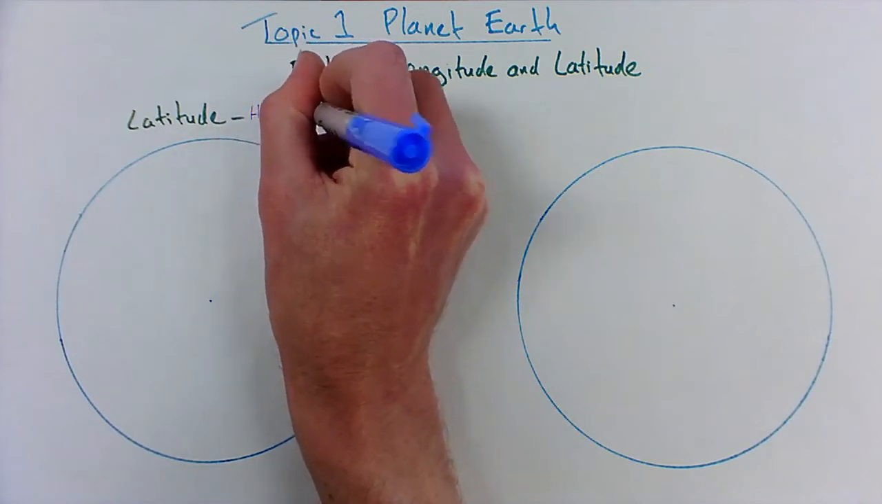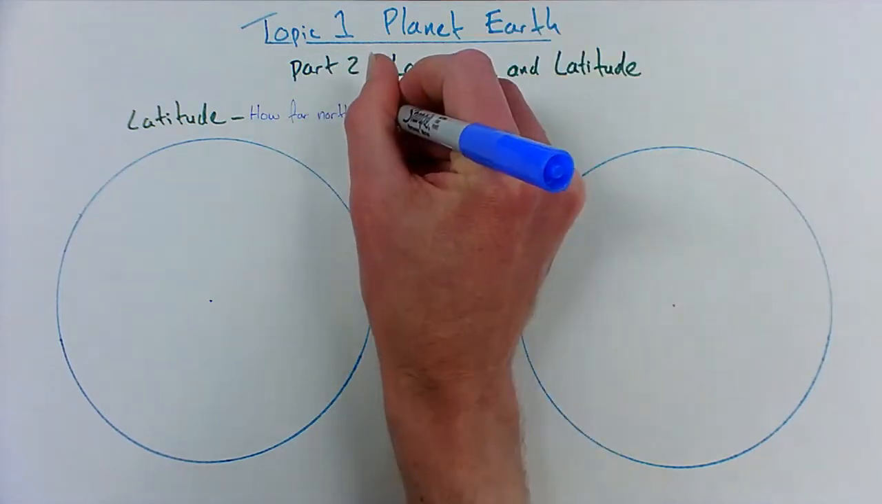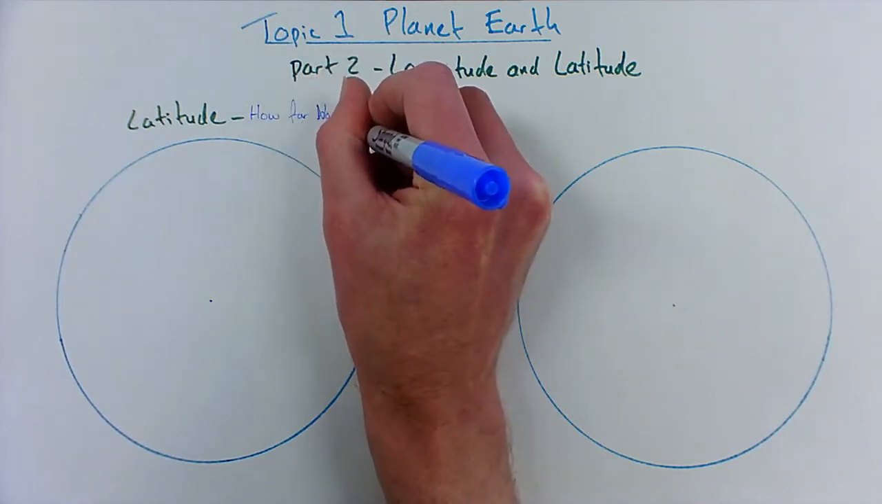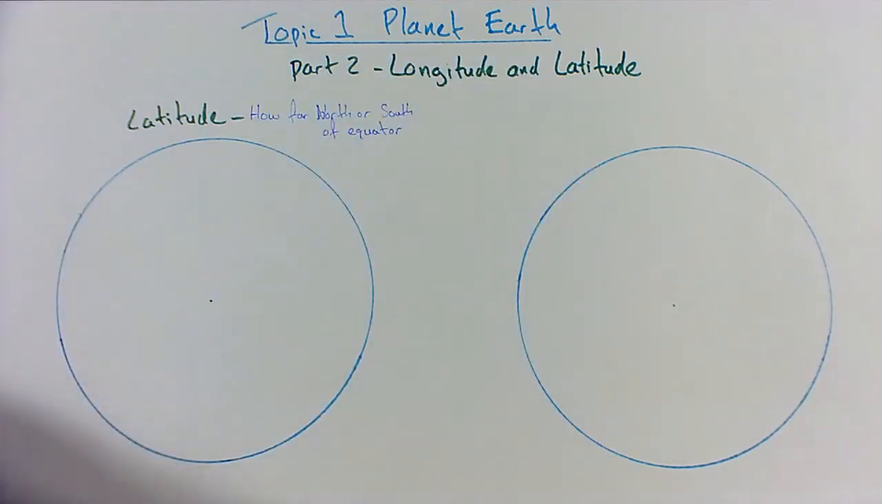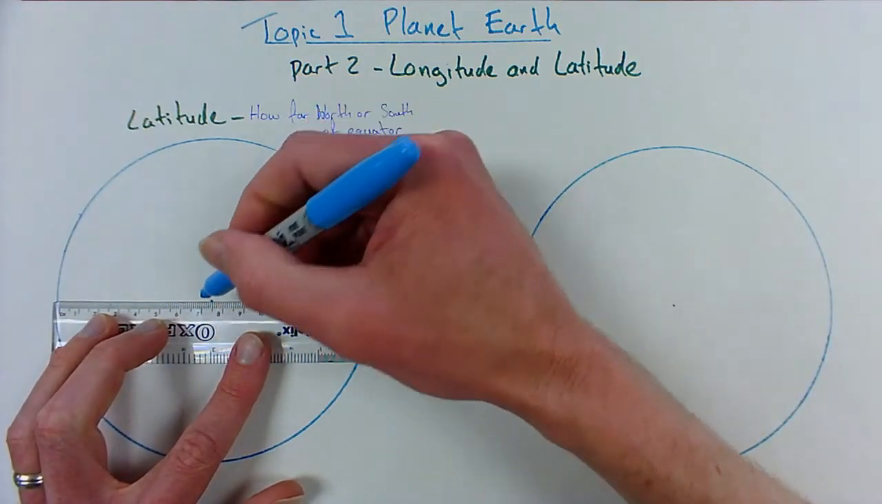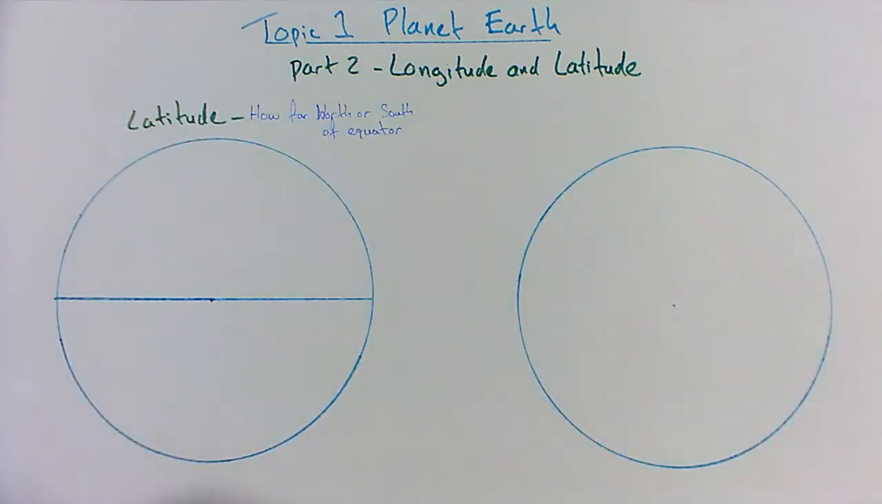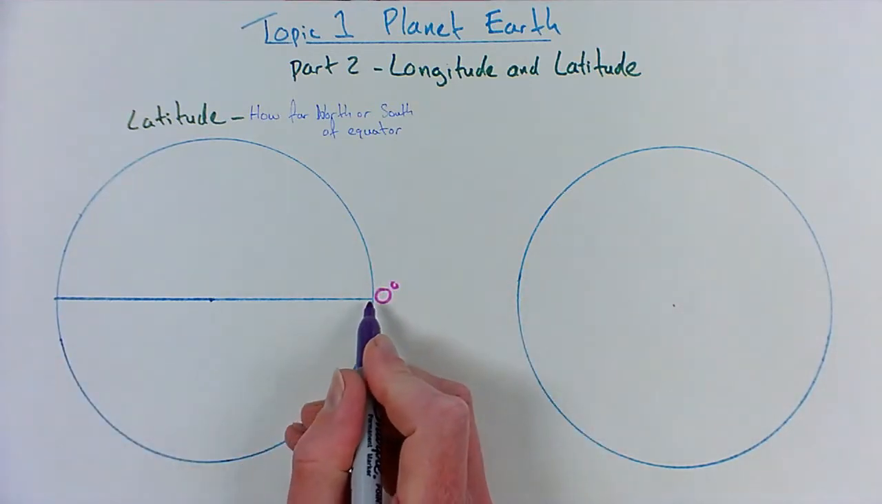How far north or south of equator. So if I was to draw on my equator here, on my planet Earth, so a line through the centre, well, the equator to start with would have a latitude of 0 degrees. That makes sense because it's not north or south of the equator.